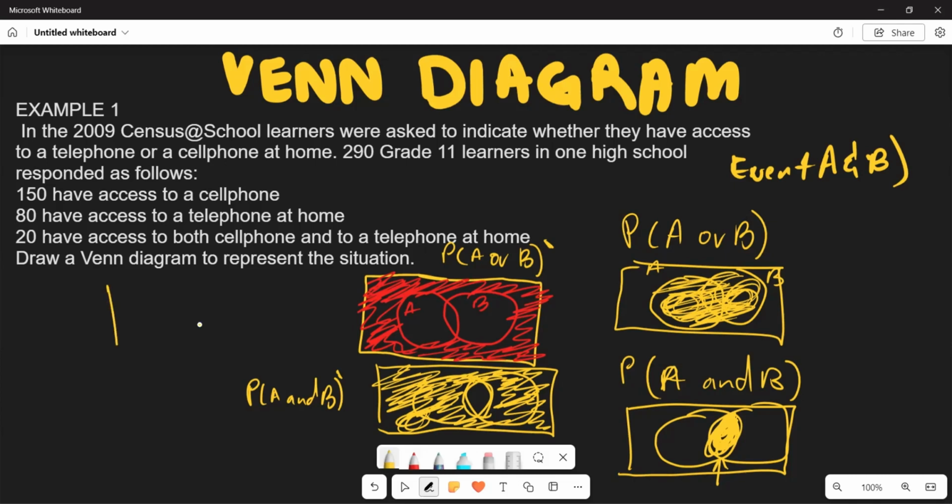And now, if I have these two events, this is my first event and this is my second event, and I want to find out what is going to be the probability of what?